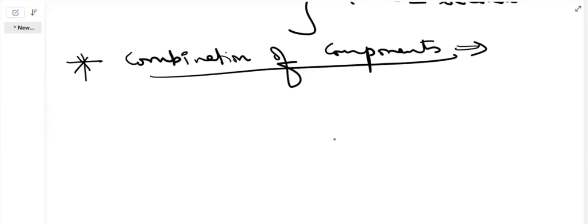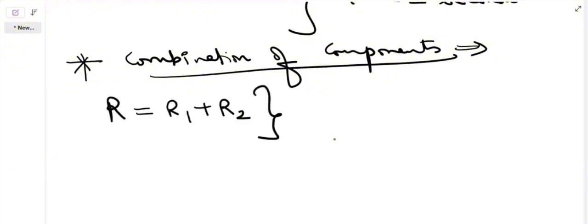Let's come to this. Here we have resistors in series, so that is R1 plus R2. Here the current always remains the same.